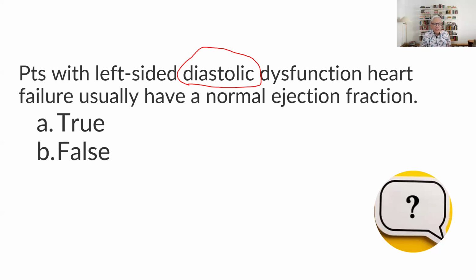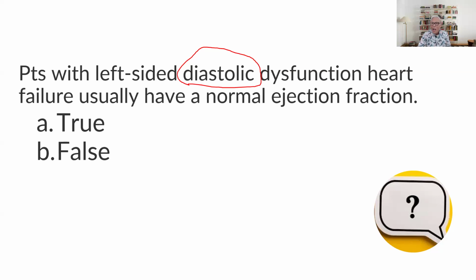Okay, so remember the answer is true. Patients with left-sided diastolic dysfunction normally have a normal ejection fraction. However, patients with left-sided systolic, if it's systolic dysfunction, they usually do not because the heart is unable to contract efficiently rather than fill properly as with diastolic dysfunction. Okay, so the correct answer is true.